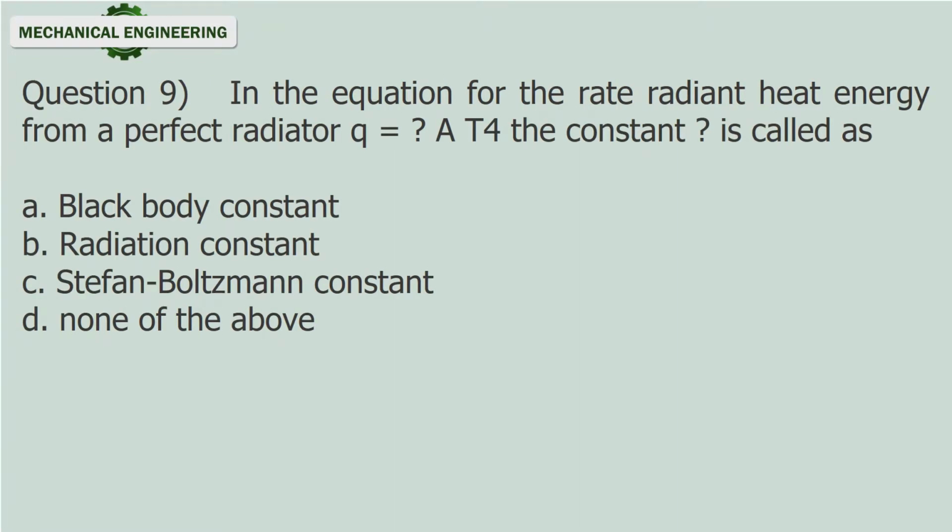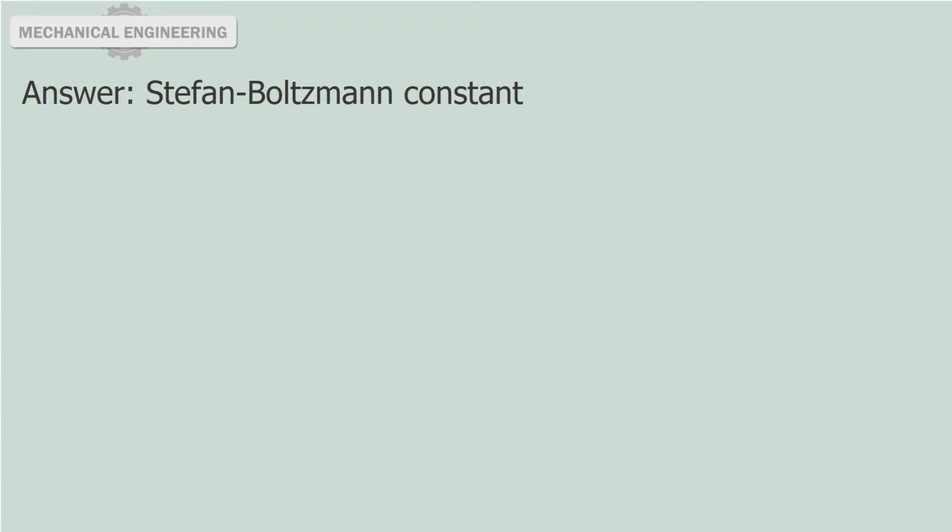Question 9. In the equation for the rate of radiant heat energy from a perfect radiator, Q equals σ T^4, the constant is called as A. Black body constant. B. Radiation constant. C. Stefan-Boltzmann constant. D. None of the above. Answer: Stefan-Boltzmann constant.